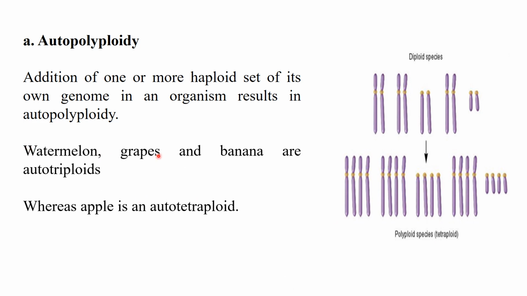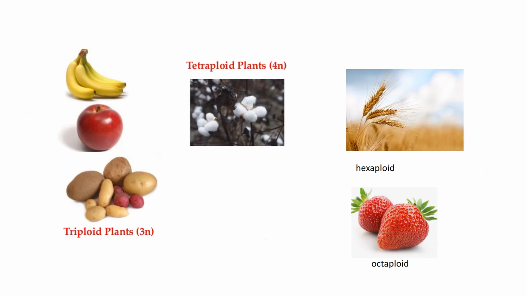Watermelon, grapes, and banana are autotriploids, whereas apple is an autotetraploid. Different polyploid plants: banana, apple, and potatoes are triploid plants. Cotton is a tetraploid plant, and wheat is hexaploid, while strawberries are octoploid plants.